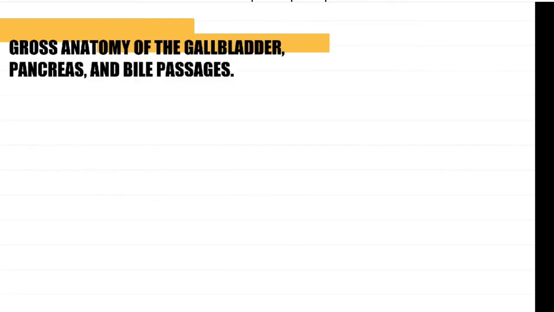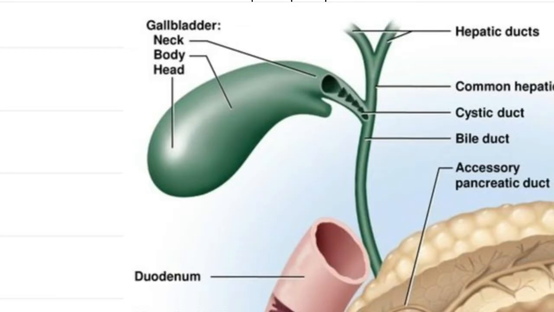Gross anatomy of the gallbladder, pancreas, and bile passage. The gallbladder has a storage capacity of 30 to 50 ml, and it is typically divided into 3 parts. We have the body, neck, and head. So the head is the rounded distal portion of the gallbladder. It projects into the inferior surface of the liver in the mid-clavicular line.